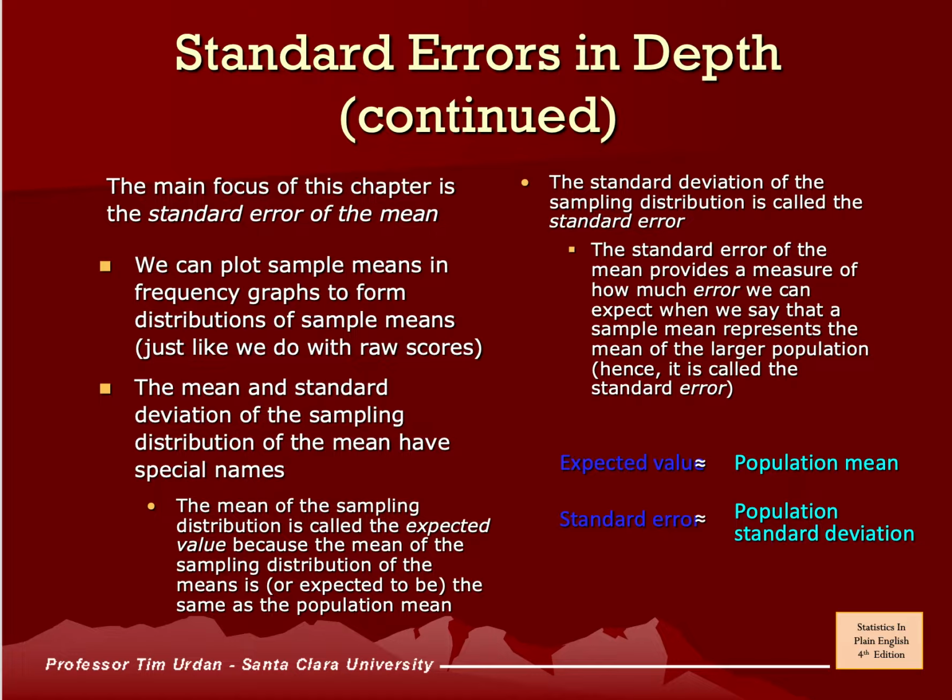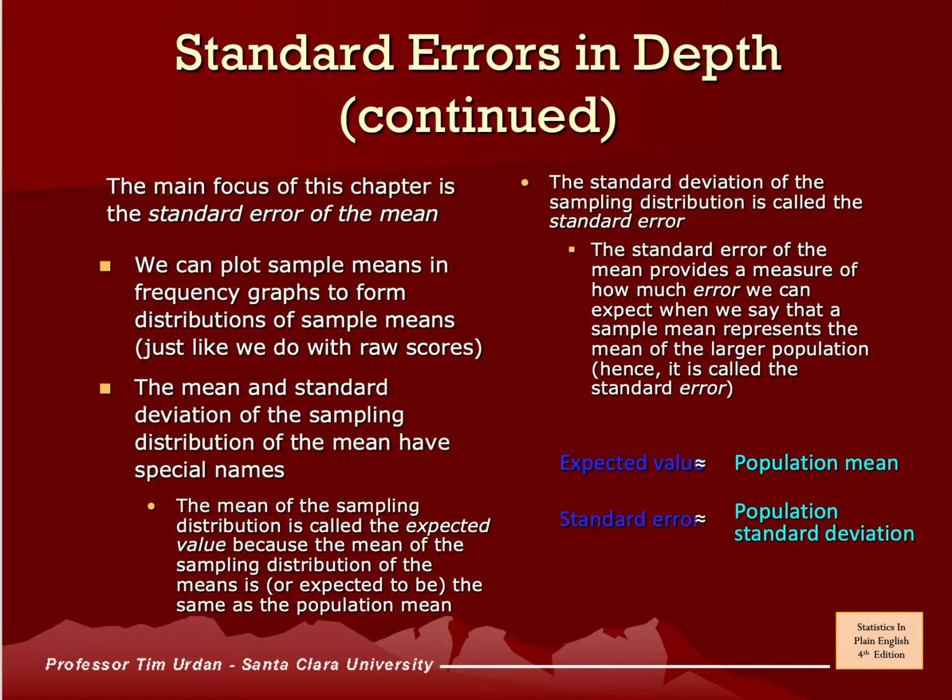If I do that, the mean and standard deviation of that distribution then has a special name. So we have the mean of the distribution is called the expected value, so it's kind of like the mean of the means, if you think about it that way, because the mean of the sampling distribution should be the same as the population mean. So that's why we're expecting to see the same thing. The standard deviation, like we already said, is called the standard error of that distribution.